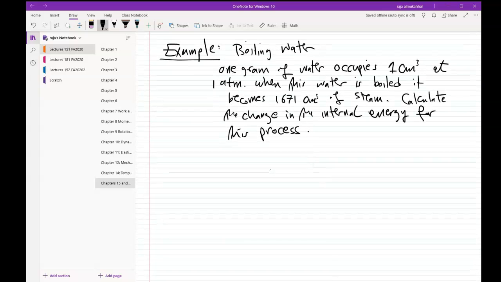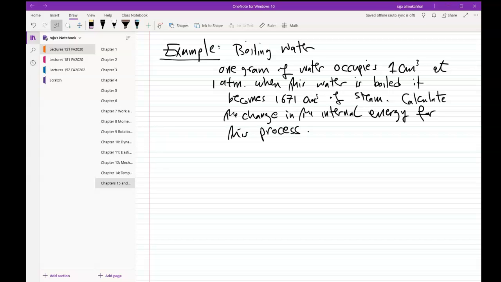So let's read it again. He said you have 1 gram of water, a really tiny amount, just maybe a drop. 1 gram of water occupies 1 centimeter cubed at 1 atm. When this water is boiled, now we take this water and we boil it until it turns into steam, and now the steam is occupying a huge volume of 1,671 centimeter cubed. He said, what is the change in the internal energy, delta U, for this process?